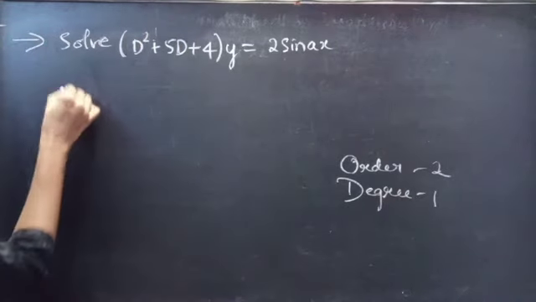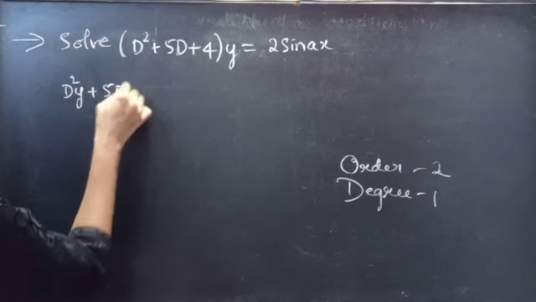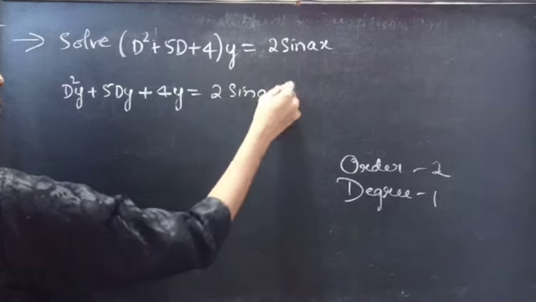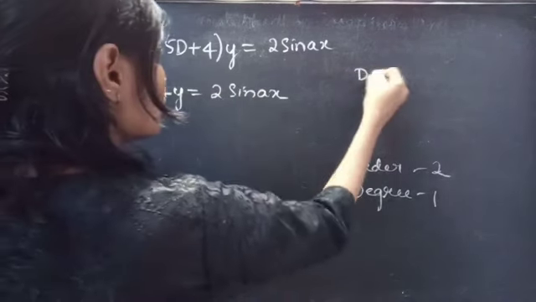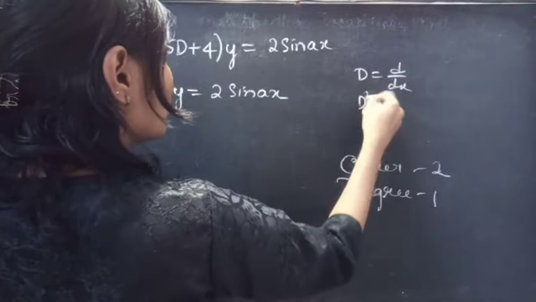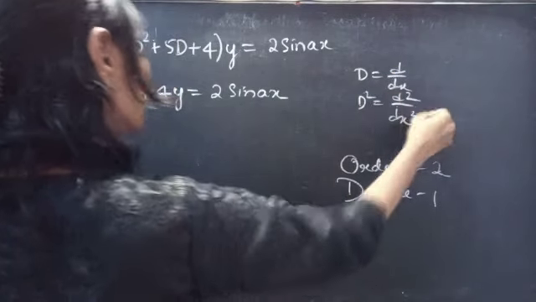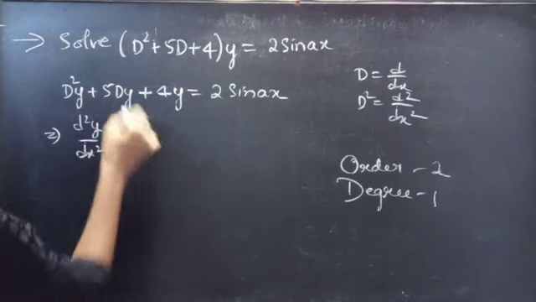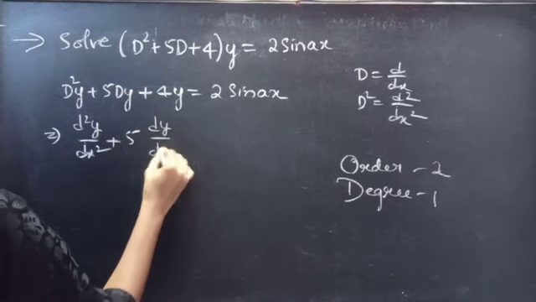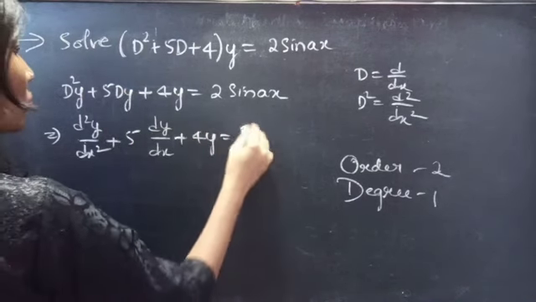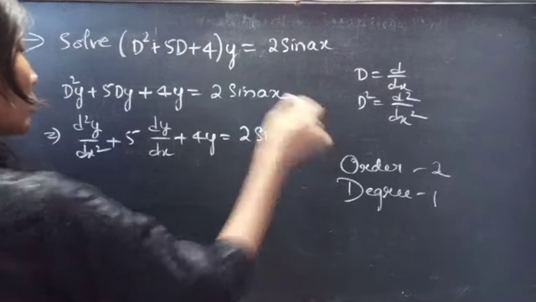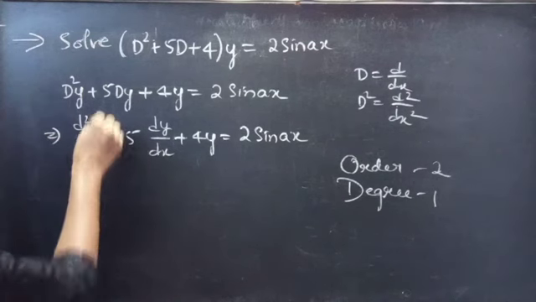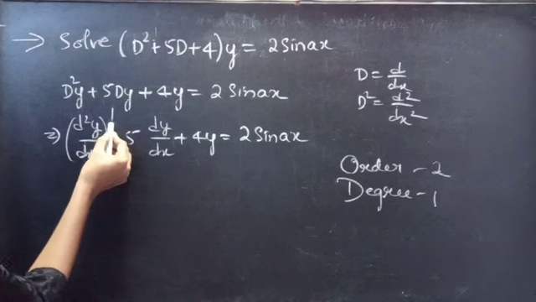Or we can write the given differential equation as D²y + 5Dy + 4y = 2 sin ax. We know that D is a differential operator, then D² will be d²/dx². Now we can write D²y as d²y/dx², plus 5 into Dy as dy/dx, plus 4y equals 2 sin ax. Here the highest derivative is d²y/dx², so our order will be 2, and the highest power of the highest derivative is the degree, which is 1.